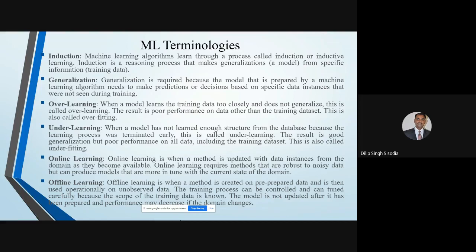Overfitting or overlearning, underfitting or underlearning, online learning, offline learning. Overfitting is when the model learns training data too closely and does not generalize, meaning the performance measures are perfect, but the model fails to generalize. Such models are known as overfitted models. The result is poor performance on data other than the training data set.